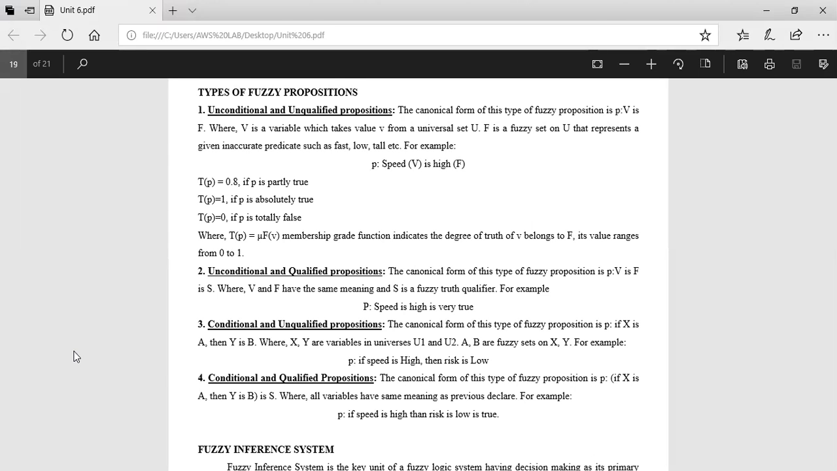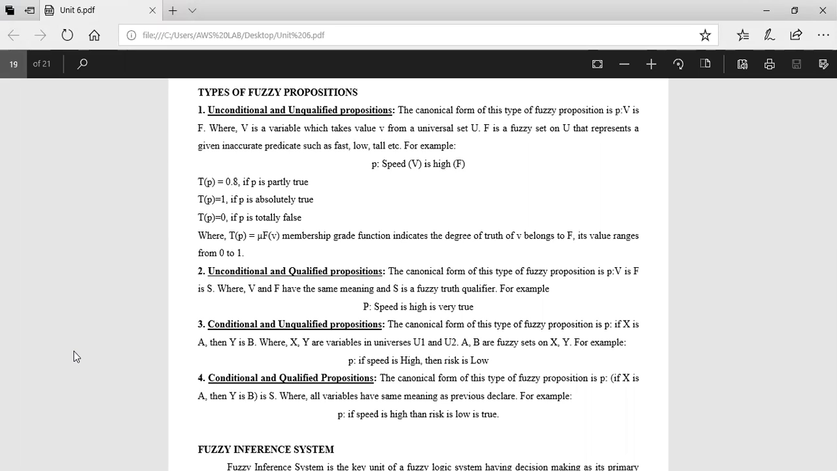See, this is not in your syllabus. I have just mentioned here for your understanding purpose. ఈ prepositions, fuzzy preposition types అనేది is not in your syllabus. But since we are having a concept of fuzzy, that is why I have included this topic. Simple to remember. See, first one, unconditional, unqualified. Second one, unconditional, qualified. Third one, conditional, unqualified. Last one, conditional and qualified, right?